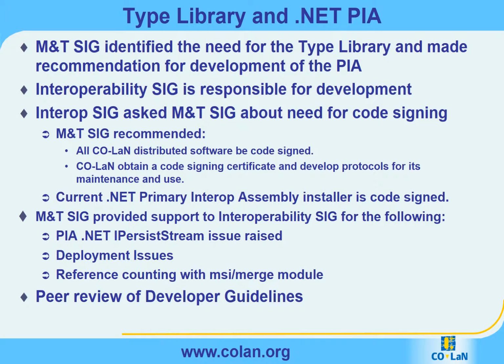So now the current PIA that's being distributed is Cosine, and CAPE-OPEN does maintain a code signing certificate for that. So I persist stream some of the deployment issues, and one of the issues right now that's probably hot and heavy is the MSI merge module issue, and Michael here has a lot of experience in dealing with that issue, along with Jasper, and hopefully we'll get that resolved so that you can install and reference count from the MSI or the merge module.